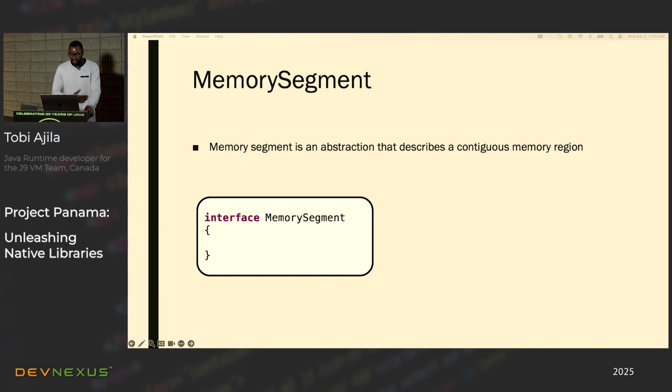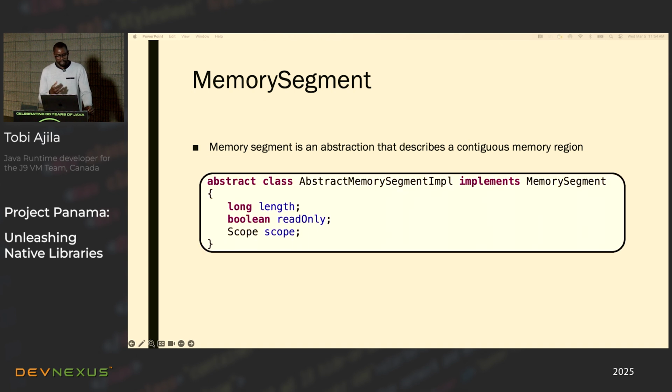Okay, so back to memory segment. This is an abstraction that describes a contiguous memory region. So here are the internals of a memory segment. It has a field that indicates the size of the memory segment, and then a Boolean to indicate if it's read-only or not, and then a scope that determines the life cycle of the memory, as well as thread ownership.